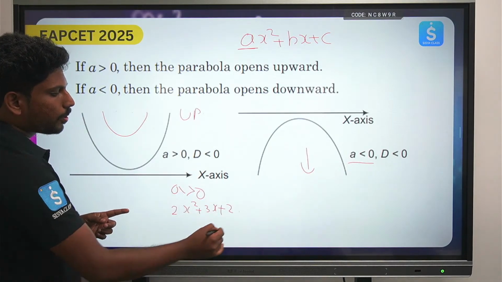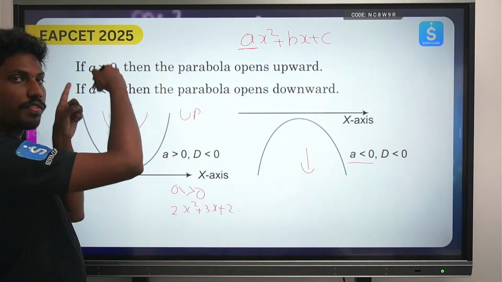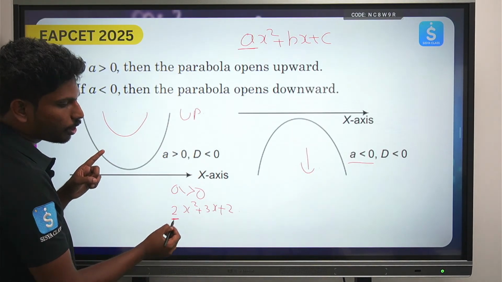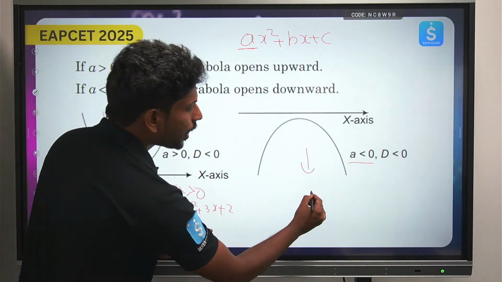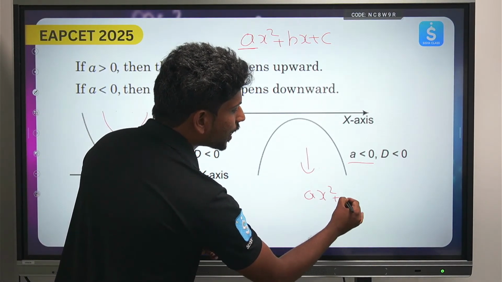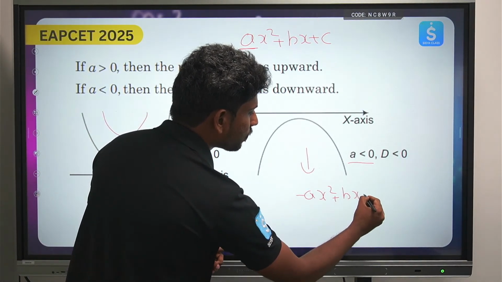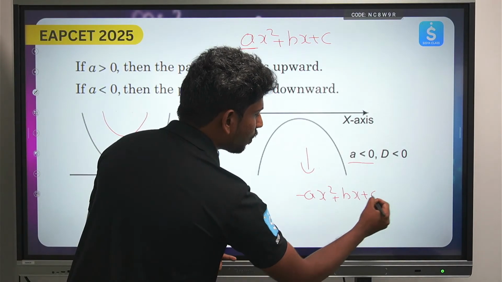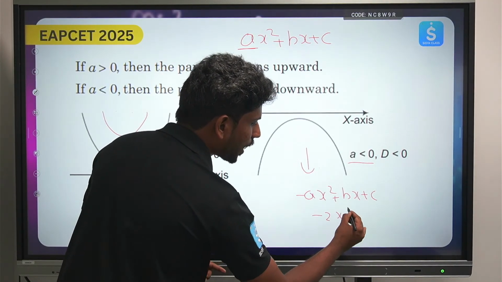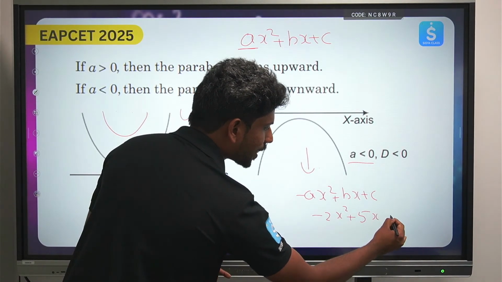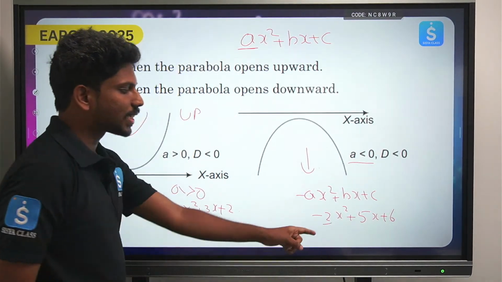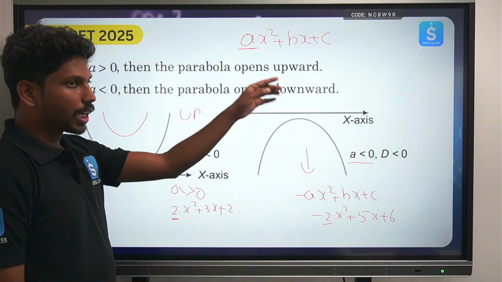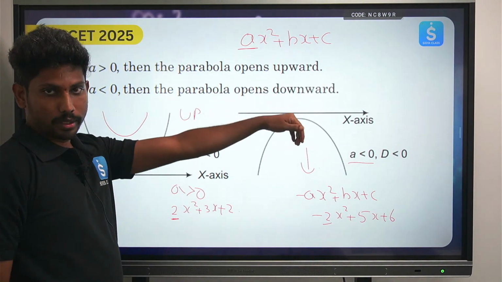Every time, this parabola, this quadratic equation, will be facing upward. Here a is the coefficient of x square. Similarly, here ax square plus bx plus c, suppose here there is a minus. If this is less than 0, for example minus 2x square plus 5x plus 6, if this a is less than 0, then I can say the quadratic equation is facing downward.